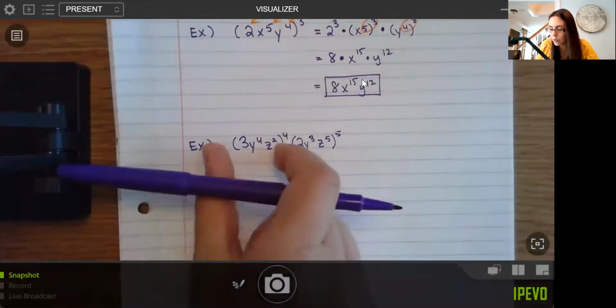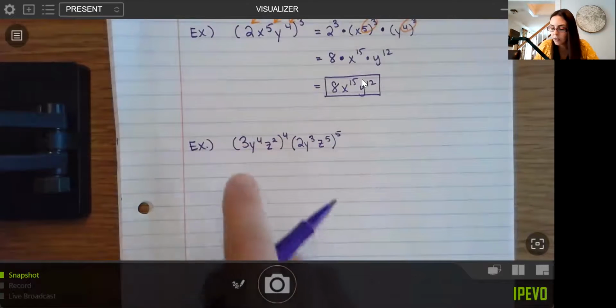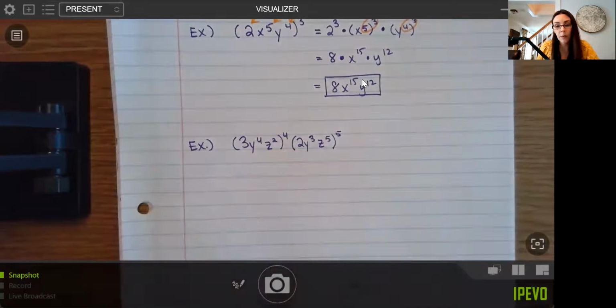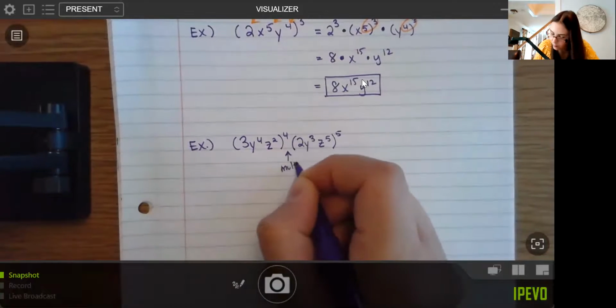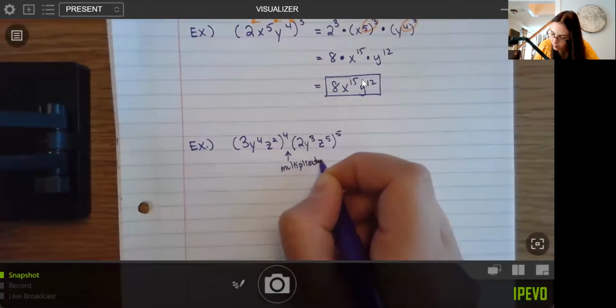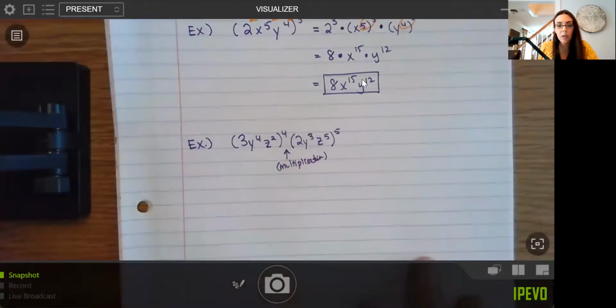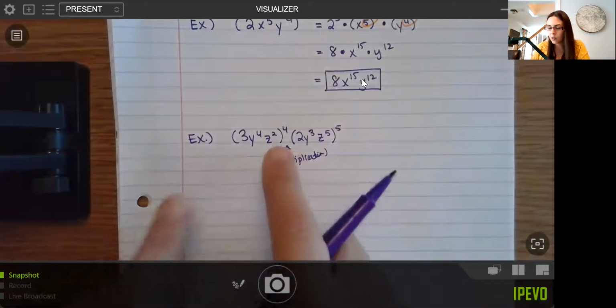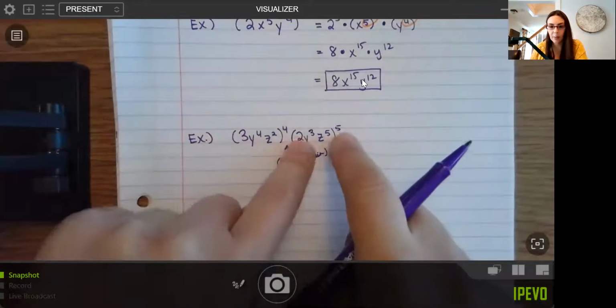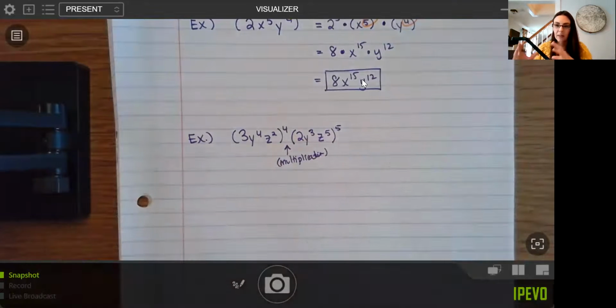So here I have 2 sets of parentheses. There is no symbol in between. So if there's no symbol in between, it does imply multiplication in between. Okay. So what I'm going to do is I'm going to think about PEMDAS a little bit, and I'm going to do each set of exponents first separately, right? So I need to clean up each set of parentheses first.